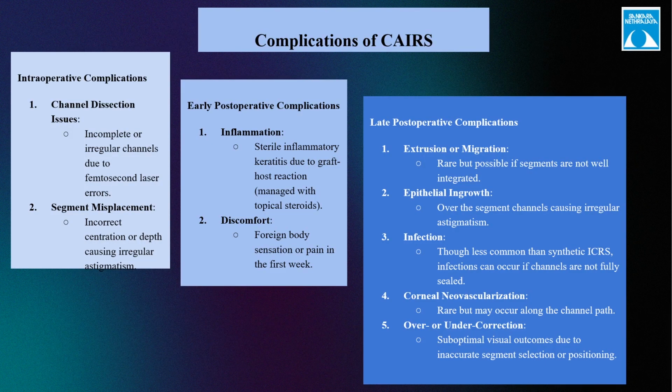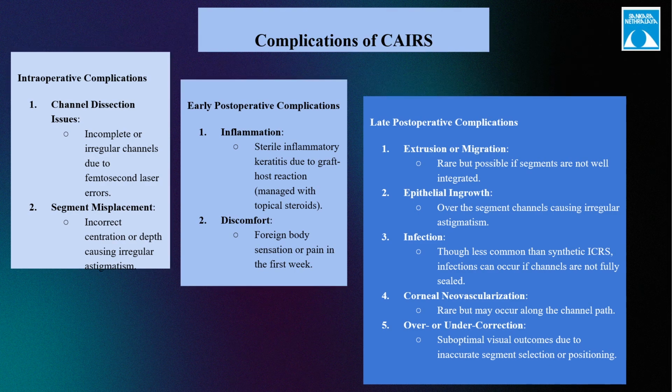Let's come to the complications of CAIRS. Even though less studied, there have been a few complications that have been identified. The intraoperative complications can be related to the procedure itself. Using the femto can create a channel dissection issue also. Incomplete or irregular channels can happen. The segment misplacement can also happen. Early postoperative complications can be inflammation and discomfort to the patient. Sterile inflammatory keratitis, graft versus host reaction, rejection, anything can happen, but it can be managed with topical steroids.